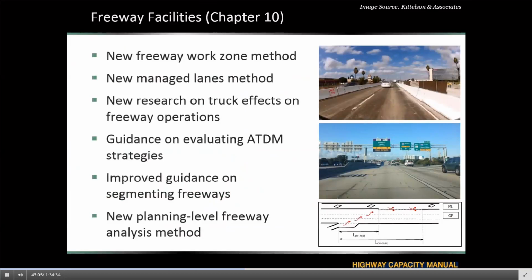NCHRP 3-96, a new truck method developed through the NCFRP program, project number 41, new guidance on ATDM evaluation through a federal highway project, new guidance on segmentation, and then a brand new planning level methodology for freeways that was developed as part of the Planning Preliminary Applications Guide through NCHRP 7-22. So many different research projects feeding into changes to the freeway methodology.